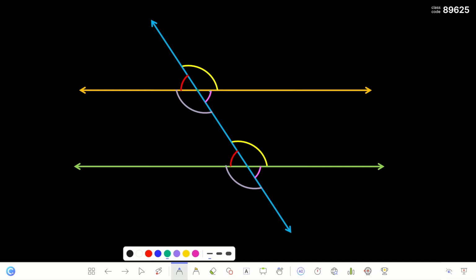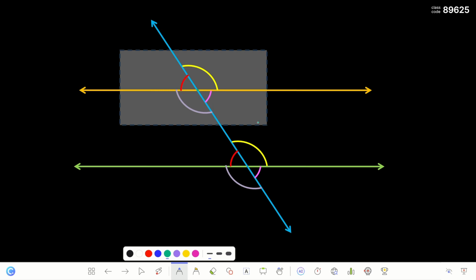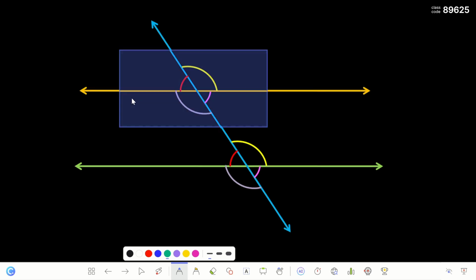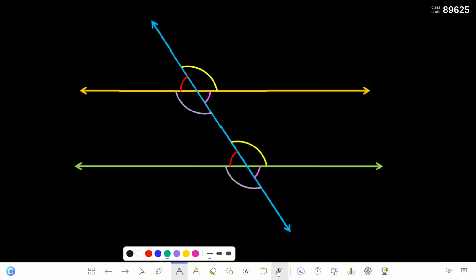Now, is it possible for us to establish a relationship between the angles around the first point of intersection and the angles around the second point of intersection? That is exactly the topic of discussion of this particular video. What I'll do is simply draw a box around this first area, around the first point of intersection, and let me simply cut out this area so that I can move it around.